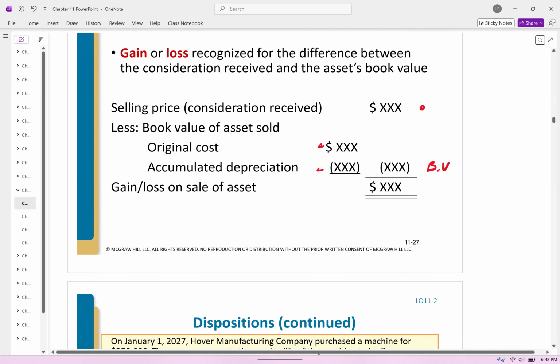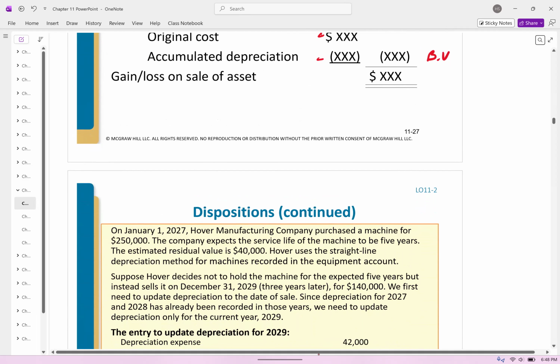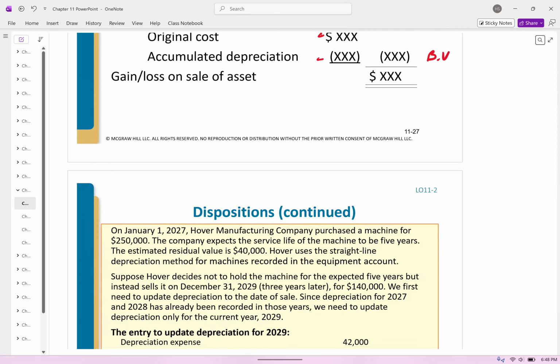Okay. So here they are going to give us an example. Same problem we're working with. On December 1st, I'm not going to read all this. This is all the same. Okay. Suppose Hover decides not to hold on to the machine the expected 5 years, but instead sells it on December 31st, 2029, 3 years later, for 140,000.